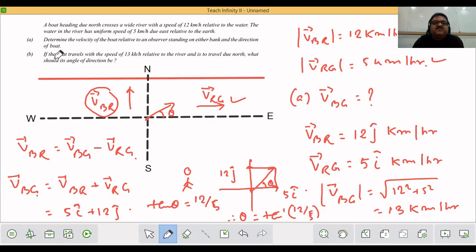Second part, if the boat travels with a speed of 13 km per hour relative to the river and is to travel due north, what should be the angle of direction? Clear? So let's do this part also.